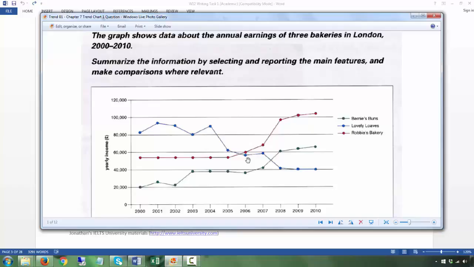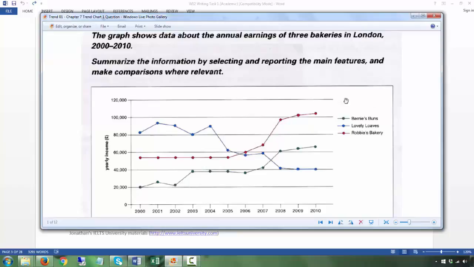It doesn't mean anything, because you have to be very accurate in task 1. It is not the trend for Bernie's Buns. It is a trend for the yearly income of Bernie's Buns. Oh, the yearly income is going up. Okay, that makes sense. It doesn't make sense for you to say the trend for Bernie's Buns is upward. It's not accurate. Somebody may understand it only because they look at the graph and realize you're talking about the yearly income that is going upward.